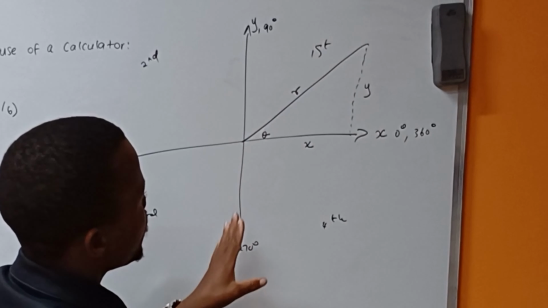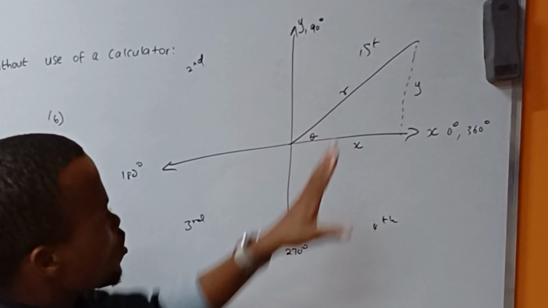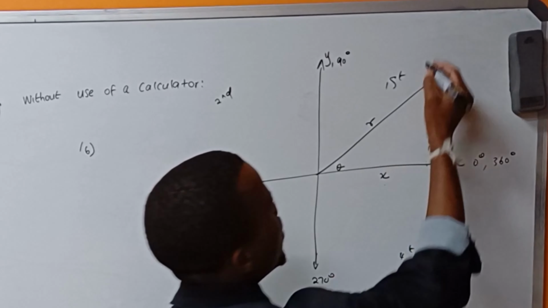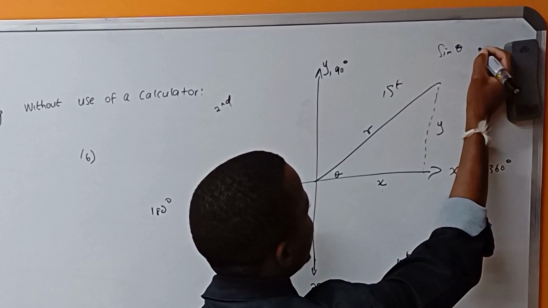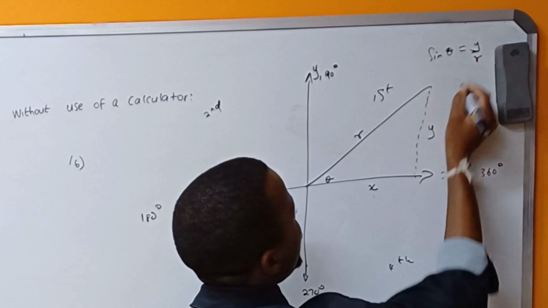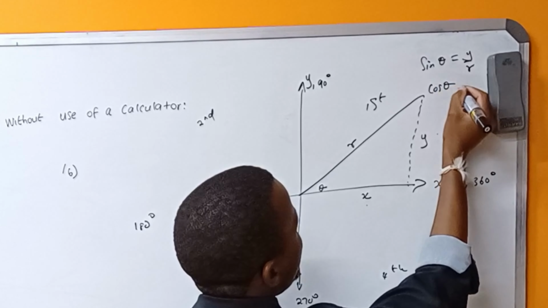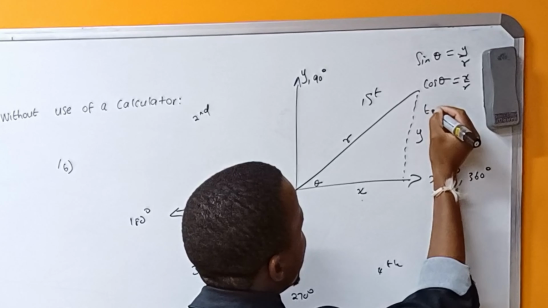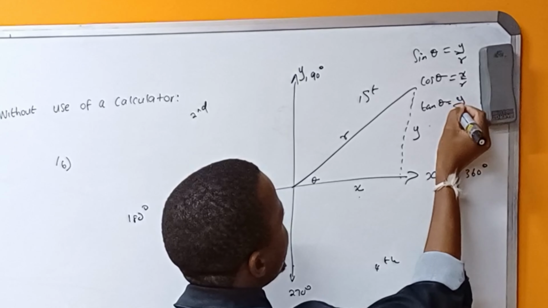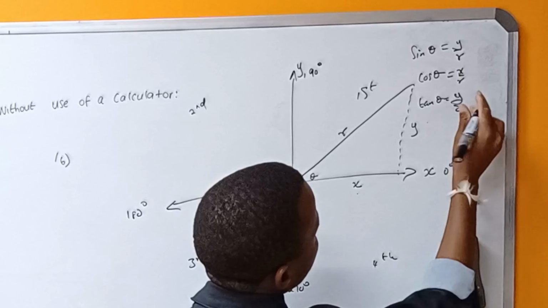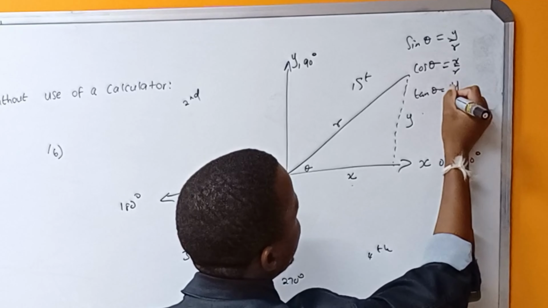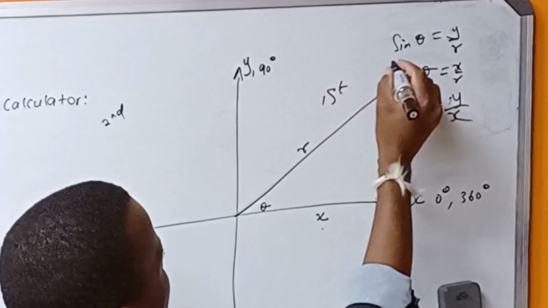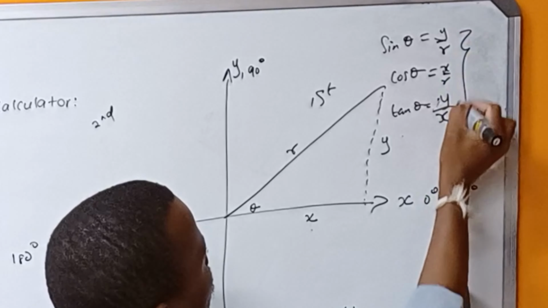If you look carefully here, this is your first quadrant. In your first quadrant, your x, your y, and your r are all positive, which gives rise to sine theta being equal to y over r, that is positive, cos theta being equal to x over r, positive, and tan theta being y over x, which is also positive. So you can see that in your first quadrant, sine, cos, and tan are all positive.